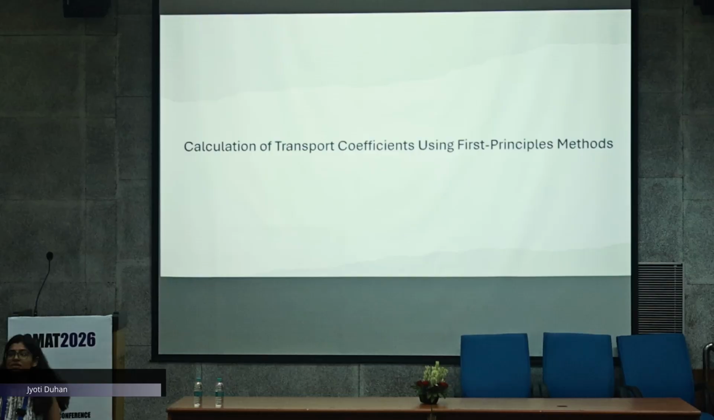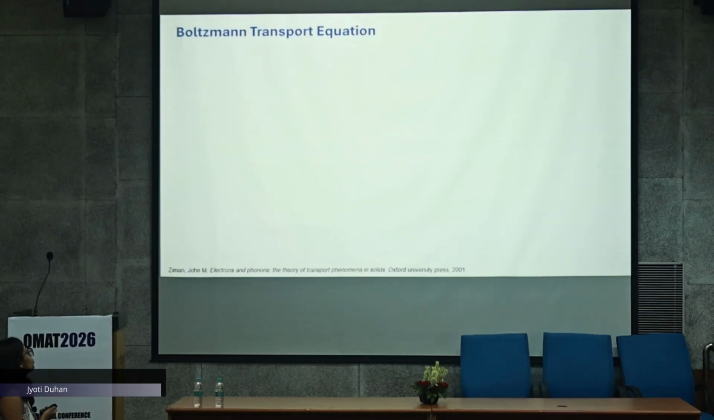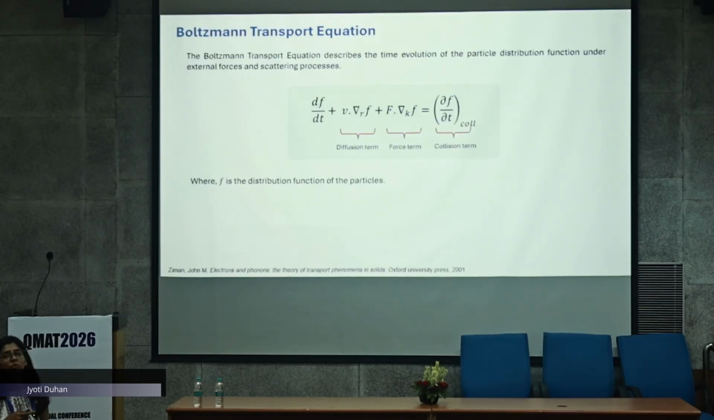So now the question arises how we can calculate these transport properties like the Seebeck coefficient, electrical conductivity, or the thermal conductivities. The formalism which we have used is solving the Boltzmann transport equation, which basically tells us the change in the distribution function under the influence of some external perturbations. The perturbations can be the temperature gradient or the electric field.